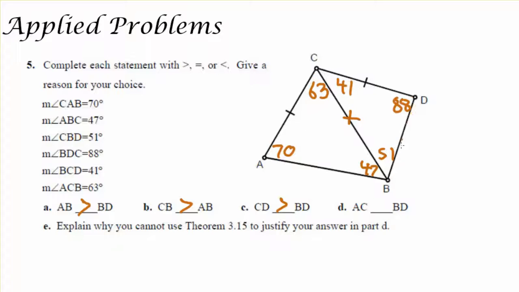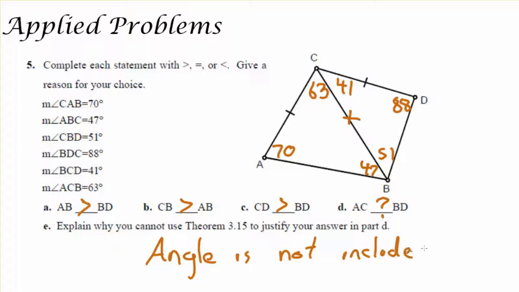The last one, I'm looking at AC and BD. Now, unfortunately, these two sides are not in the same triangle, nor do they fall in between congruent sides, so I really cannot make a determination here because the angle is not included between those two pairs of congruent sides for the triangles here in question.